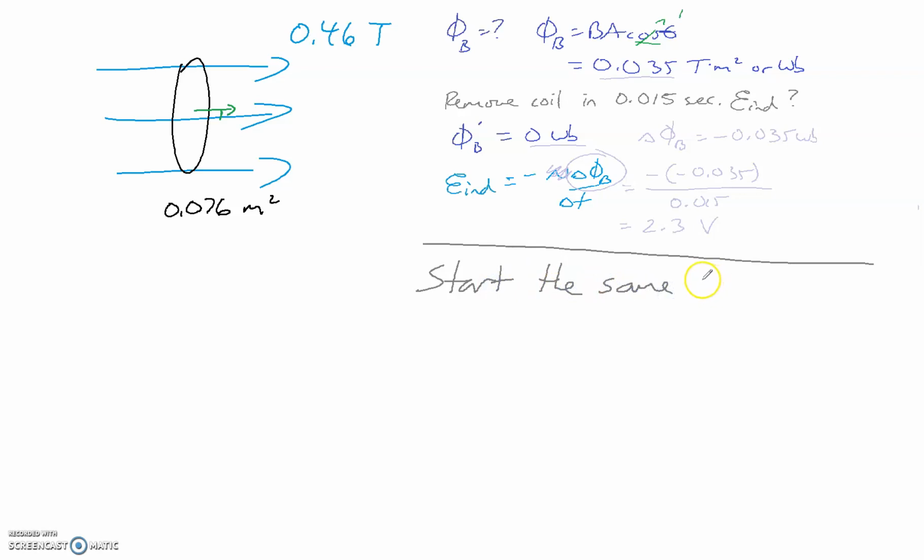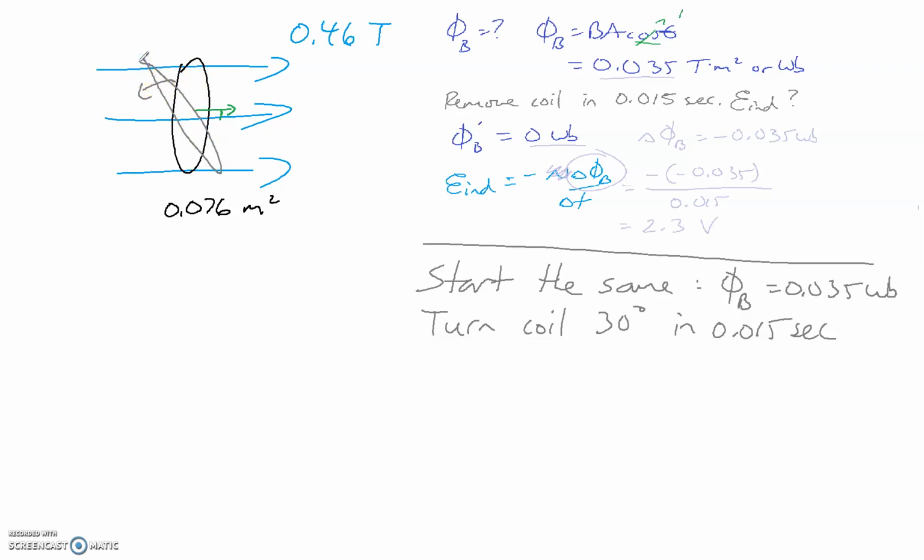We've got a flux of 0.035 Webers, and instead of removing the coil, what we're going to do is angle the coil. We are going to turn the coil 30 degrees in 0.015 seconds. So I'm going to take this coil and rotate it so it's at a different angle. Now the coil is going to be like this. Notice it says I'm going to turn the coil 30 degrees, so it's going to be a 30-degree change from here to here.